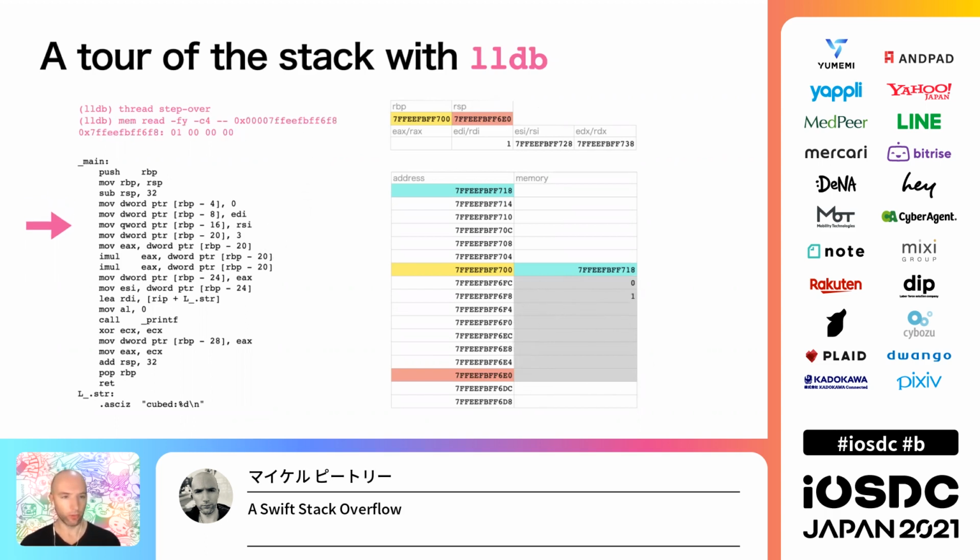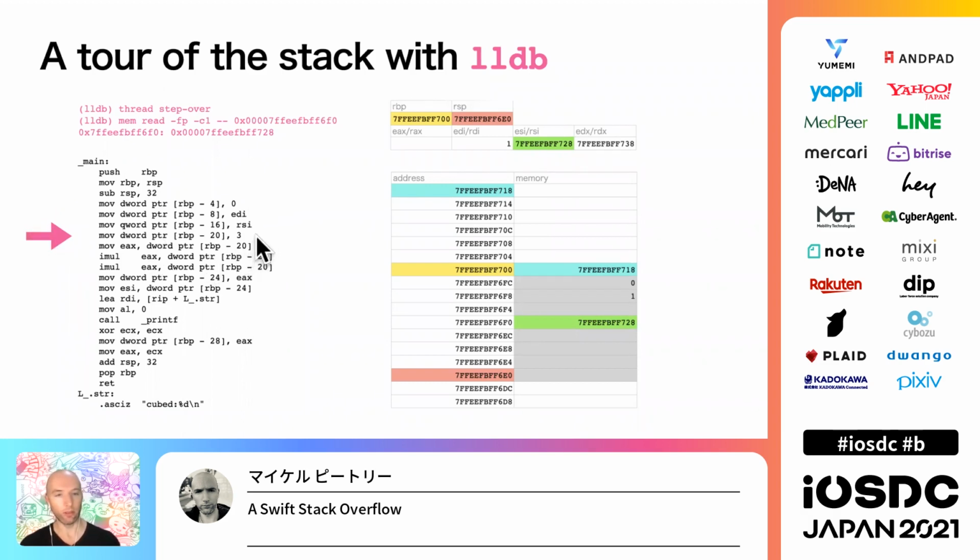I won't go into too much detail with these 3 instructions here, but all they do is copy the arguments to the main function onto the stack. This is unoptimized code, and we don't actually use those arguments, but because it's unoptimized, it does it anyway.